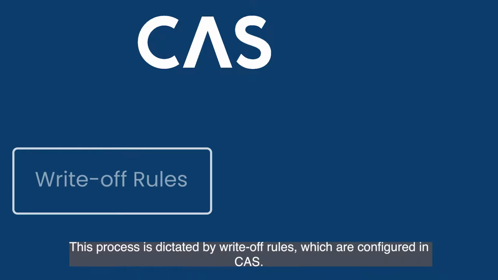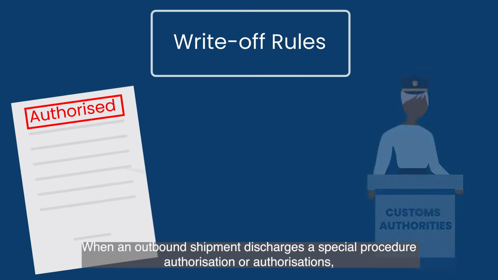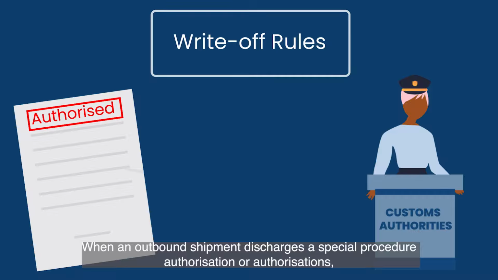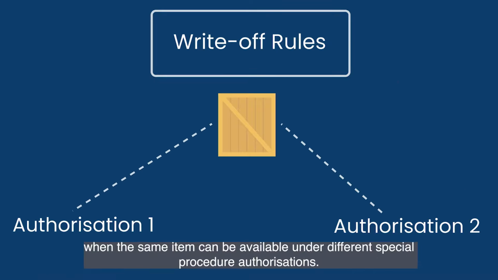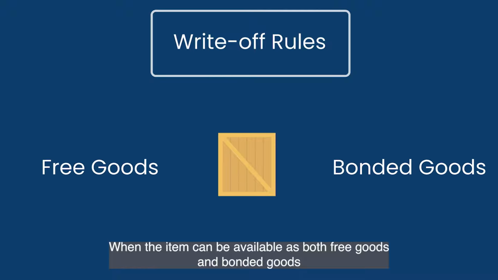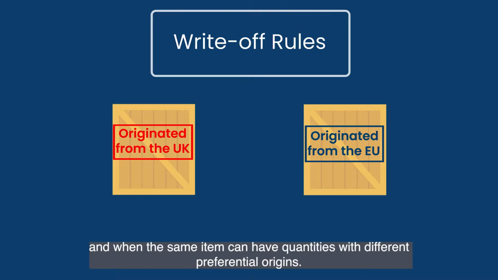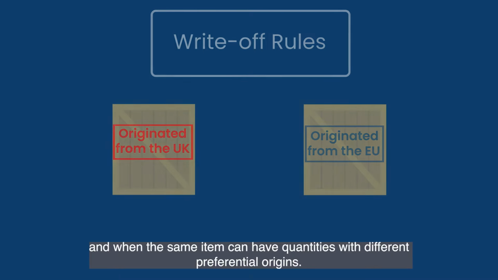This process is dictated by write-off rules, which are configured in CAS. Write-off rules come into play in several circumstances: when an outbound shipment discharges a special procedure authorization or authorizations, when the same item can be available under different special procedure authorizations, when the item can be available as both free goods and bonded goods, and when the same item can have quantities with different preferential origins.